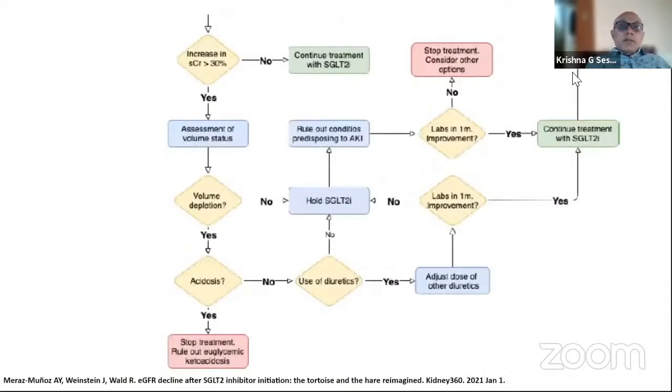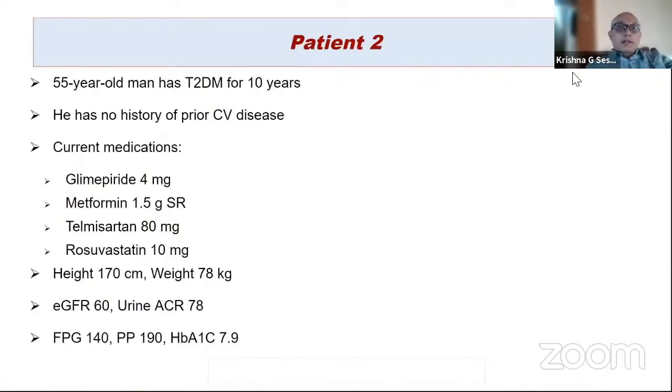One of the things, a simple way to look at this, is whether the serum creatinine is up by more than 30%. If it is, check for volume status, depletion, and acidosis, and consider stopping the drug. On the other hand, if the increase is less than 30%, continue the treatment with an SGLT2 inhibitor. This is a treatment effect and a very desirable effect at that. So we sort of understood what to do with patients who are to add on to drugs.